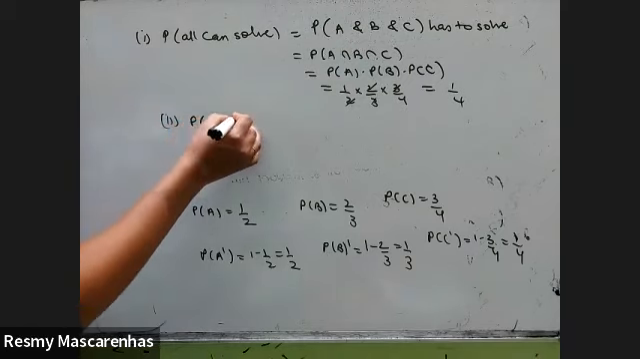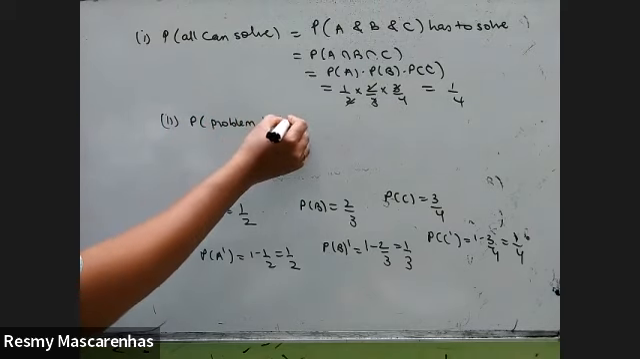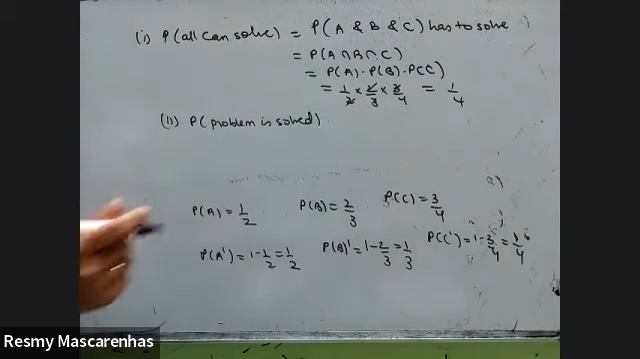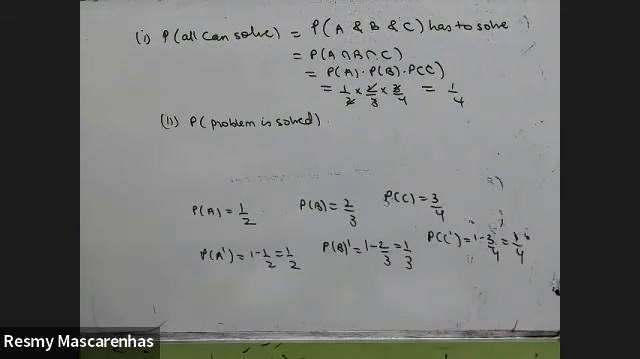Problem is solved. The moment someone gets the answer, I will stop. So it doesn't matter. I will not wait whether A solves and B solves and C solves. I just tell the 3 students, I want the problem to be solved. I just need the answer. Whether it comes from A, B, or C is not my botheration. I just want that problem to be solved by someone.